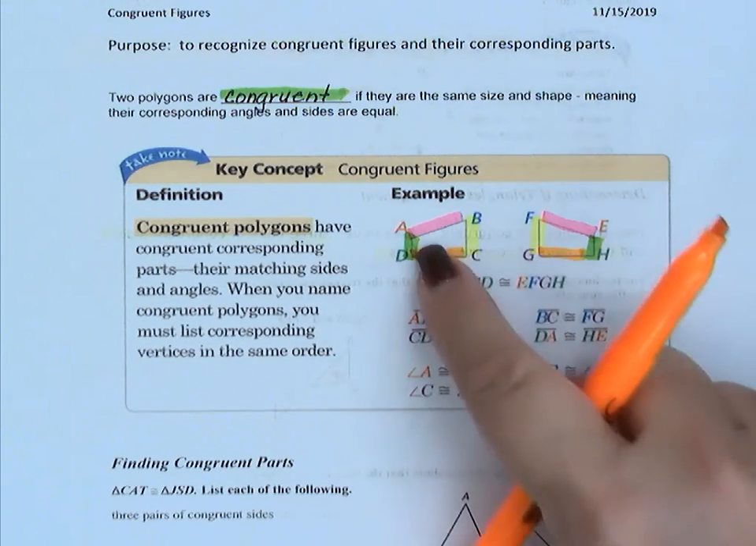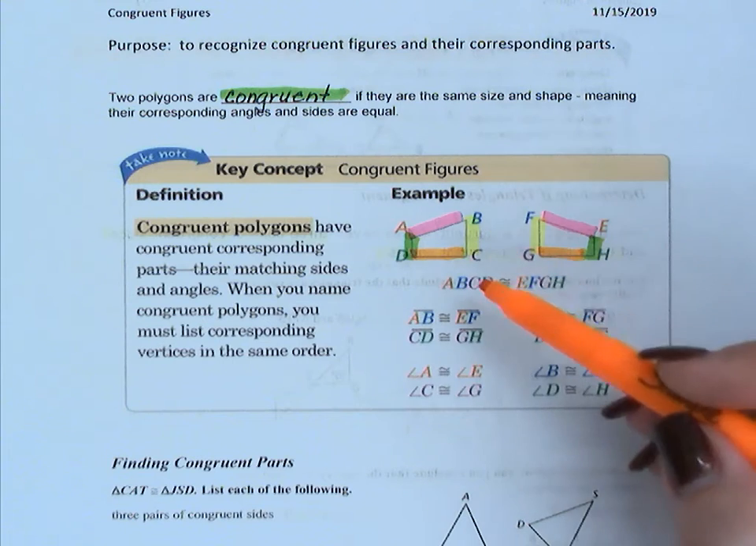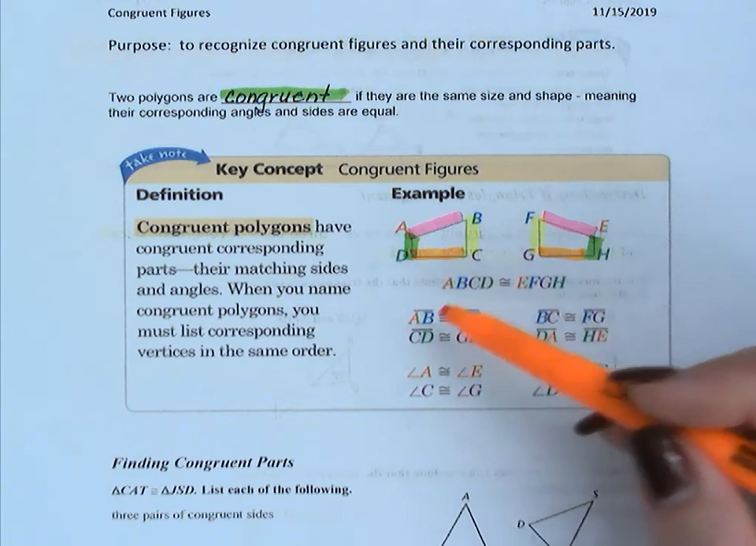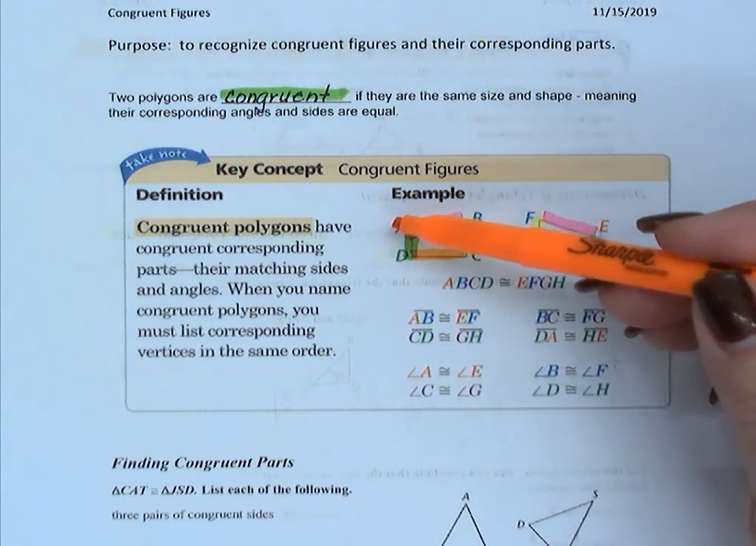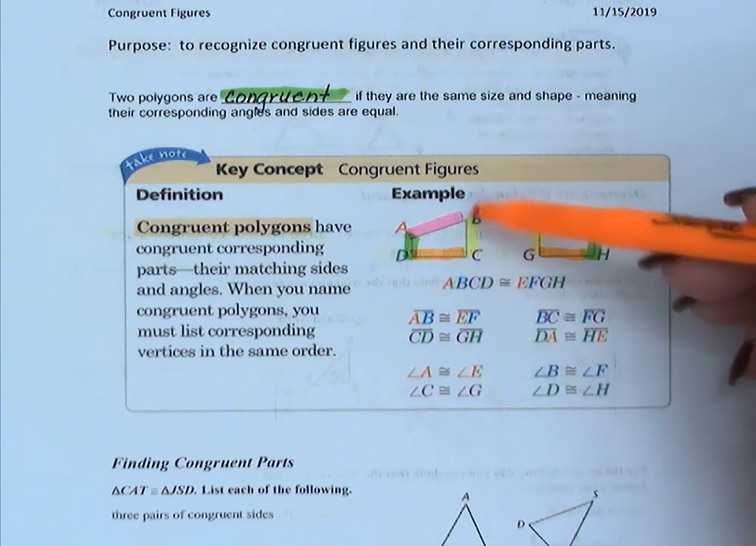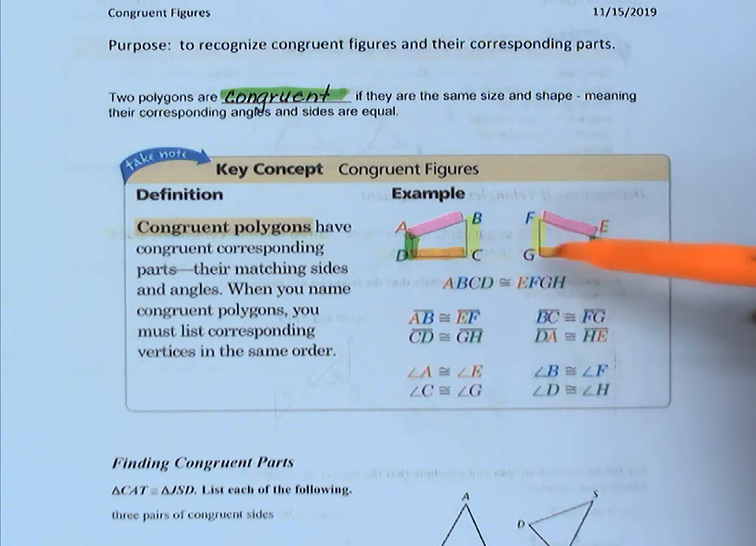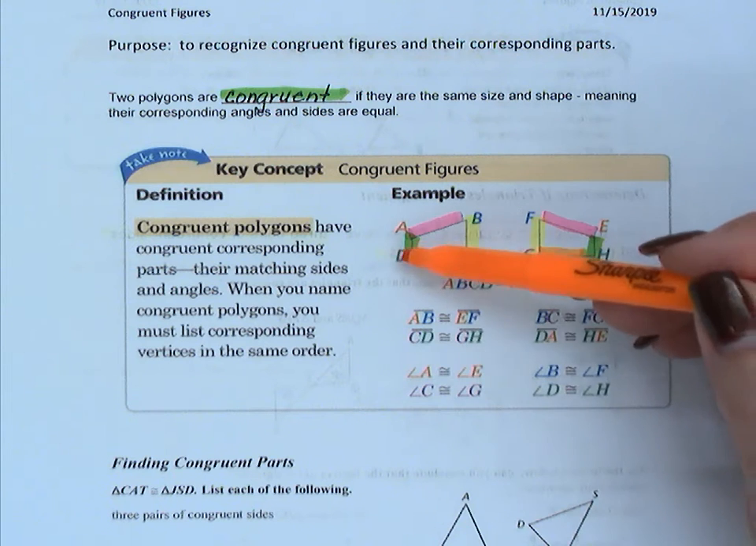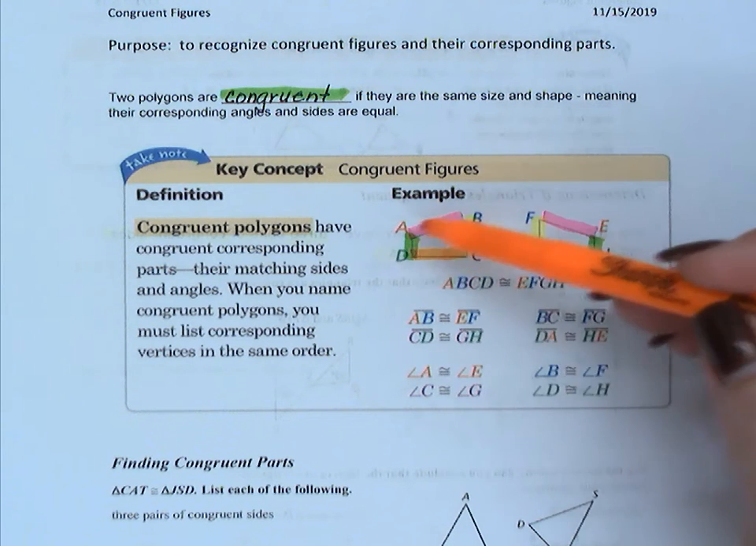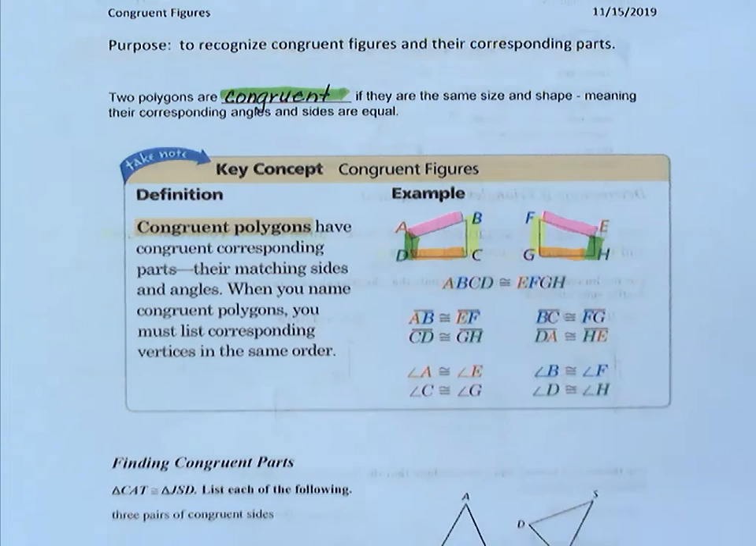The angles are also congruent. If they are congruent figures, the angles are also congruent. So the colors match. Where the pink and the yellow line up, B and F are congruent. Where the yellow and the orange line up, C and G are congruent. Where the orange and the green line up, D and H are congruent. And where the pink and the green line up, A and E are congruent. That's how you make sure you've got the corresponding pieces and match them up correctly.